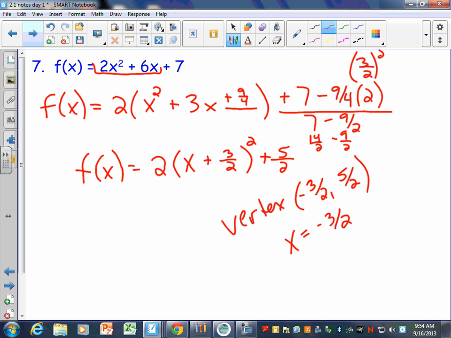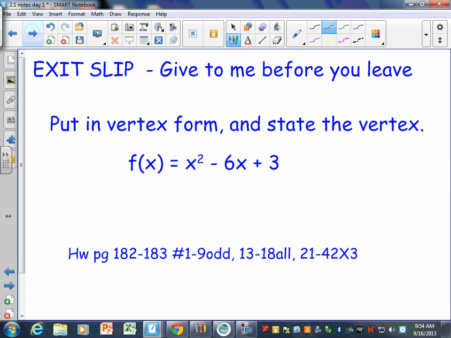I got one more, just like this, just for practice. I'll let you do this one. Oh my gosh, just kidding. But it is one more you have to do for me, though, and I'll give you a piece of paper. This is like your test, not really a test. You're going to put this in vertex form and state the vertex. And here you go, you're going to do it on this piece of paper.